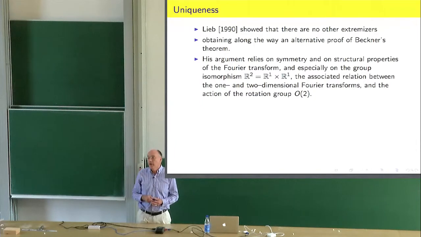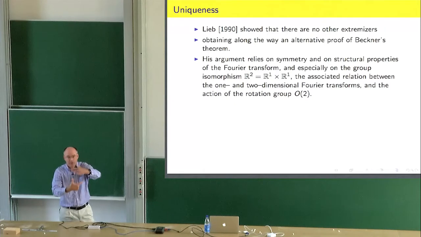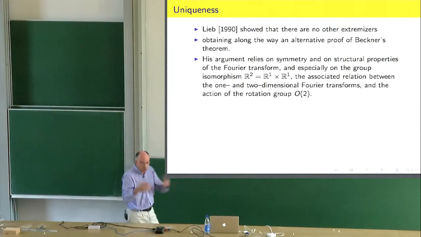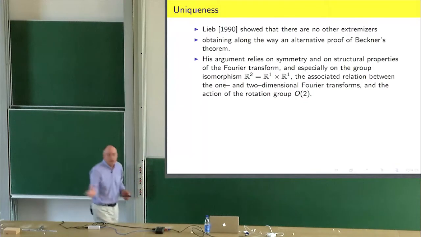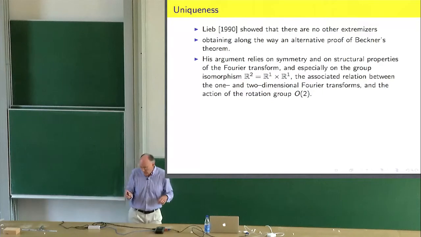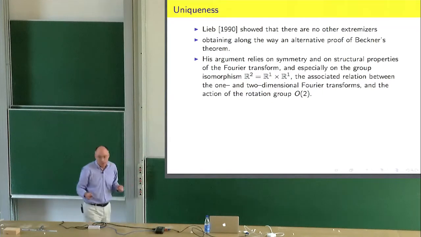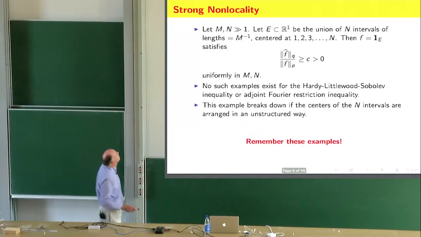He exploited very heavily the connection between the Fourier transform in R1 and the Fourier transform in R2. If you have a product of two functions, a product function in R2, its Fourier transform is just a product of two one-dimensional Fourier transforms and things of that type. He used the rotation symmetry of the inequality, and altogether a very clever argument. So this identified the extremizers.